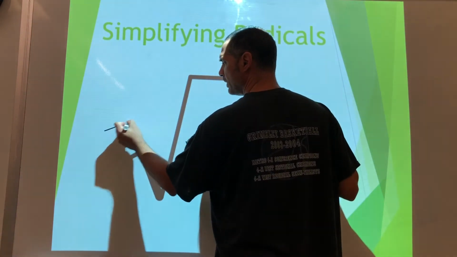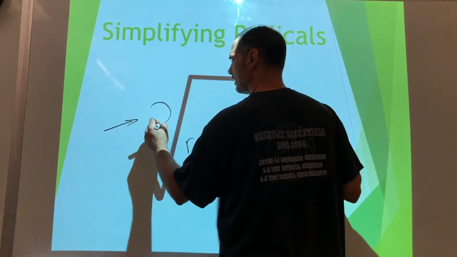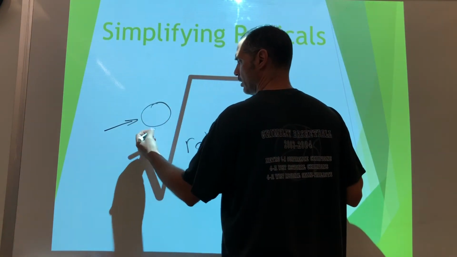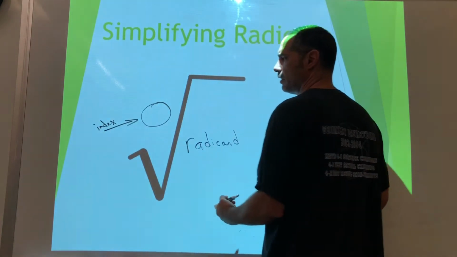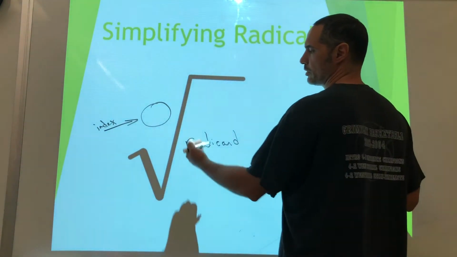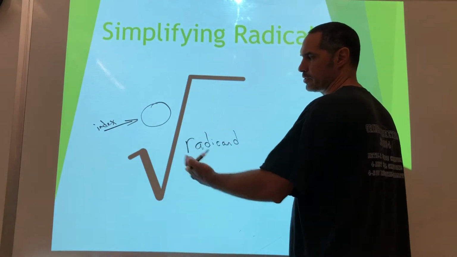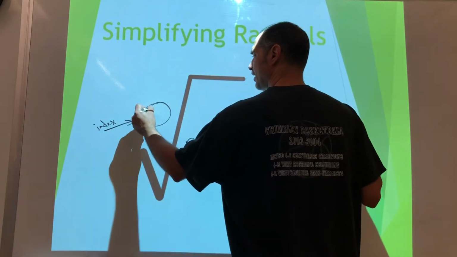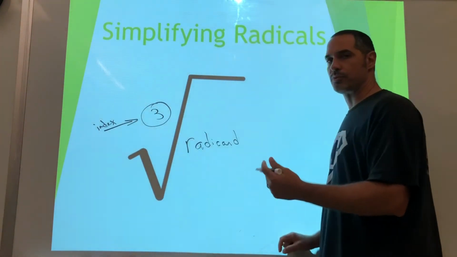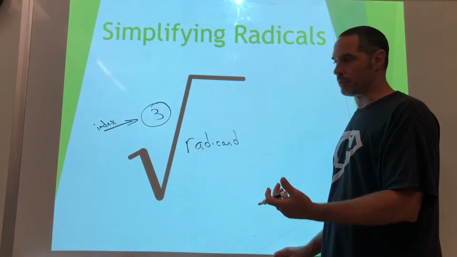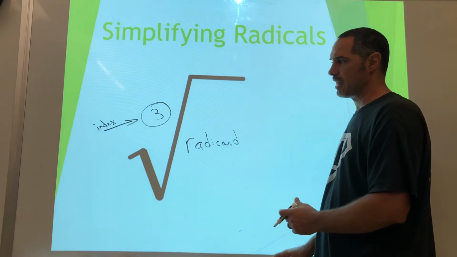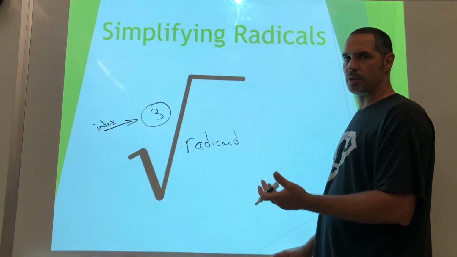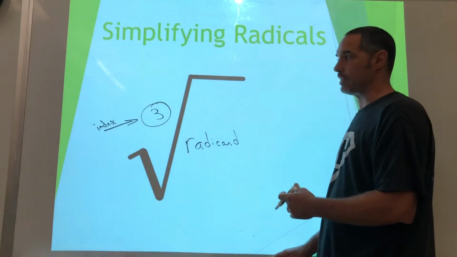But there could be a number up there, and if there is a number up there, that would be called the index. And the index tells me what the root is. So since there is no symbol there, it's a square root. But if this had a 3 up here, this would mean the third root. So a square root means a number multiplied by itself gives me the number underneath. The third root means a number multiplied by itself 3 times would give me that.